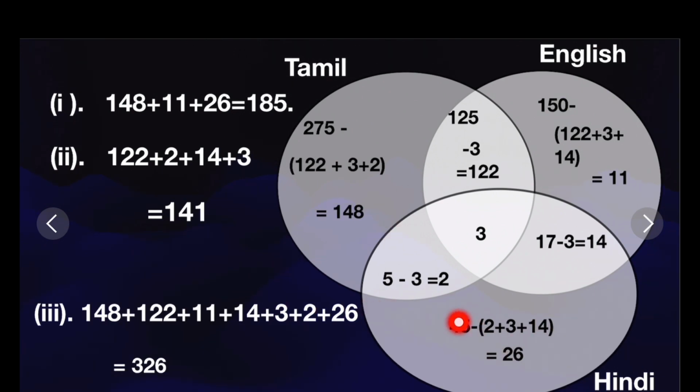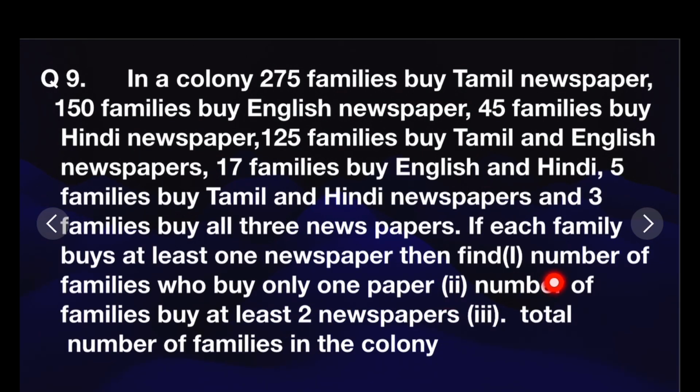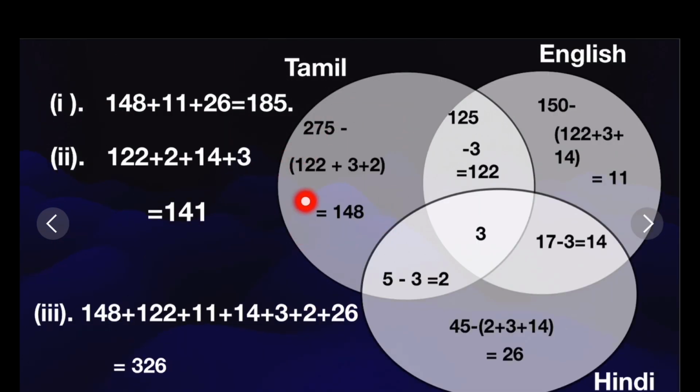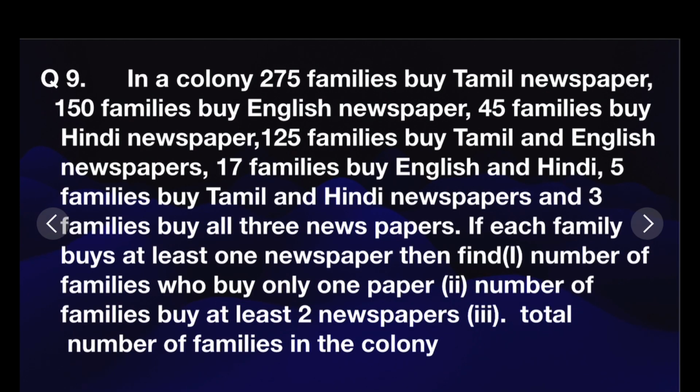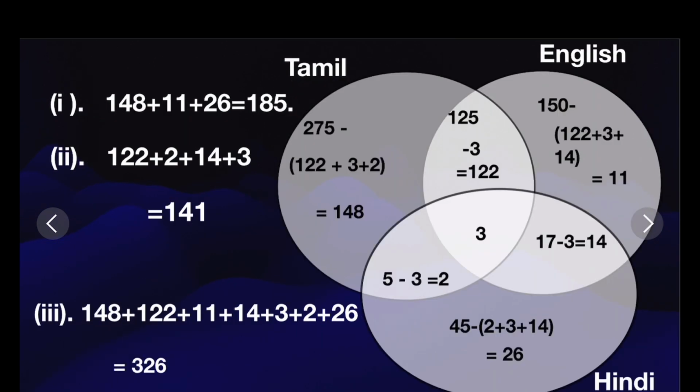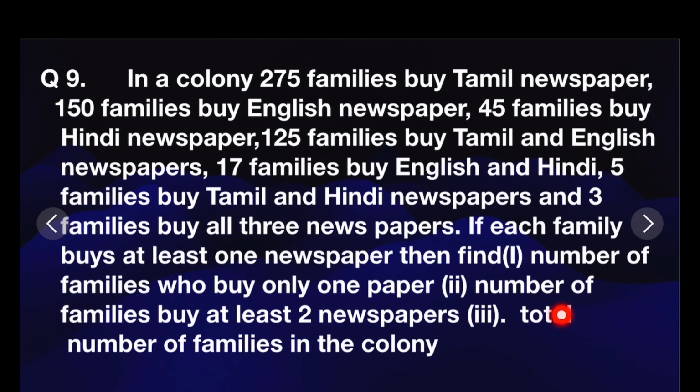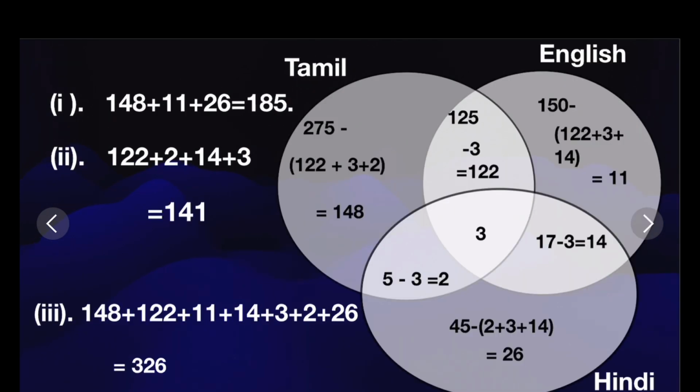So once you fill up the diagram, you can easily answer all these questions. Number of people who buy only one paper. So only one paper means this area. 148 plus 11 plus 26. Then the next question is number of families who buy at least 2 newspapers. So at least 2 newspapers: 122 plus 3 plus 2 plus 14. Then total number of families in the colony. So the total number is 148 plus 122 plus 11, 3, 14, 2 and 26. You will get the answer.